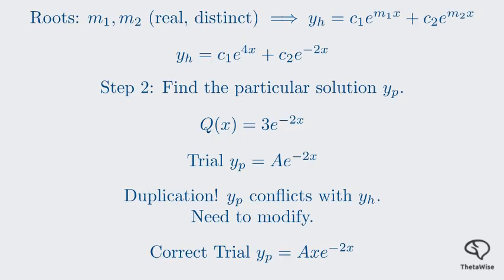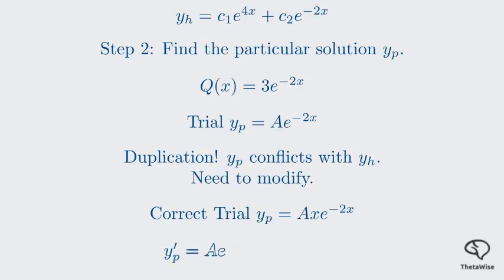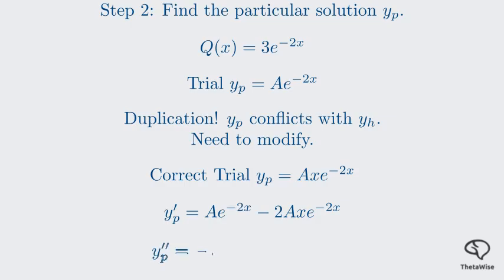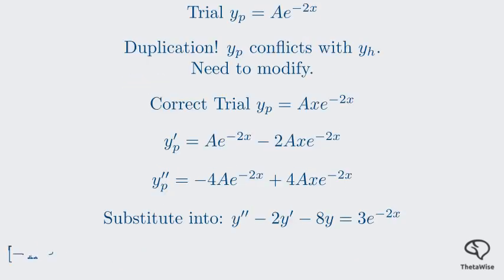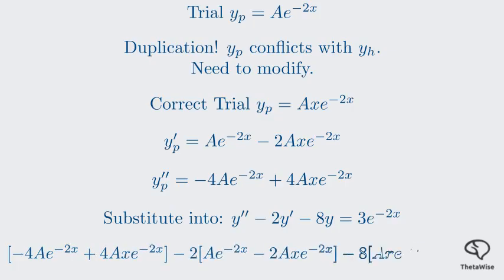Now we differentiate and substitute back into the original equation. Using the product rule, the first derivative is A times e to the negative 2x minus 2Ax e to the negative 2x. The second derivative is negative 4Ae to the negative 2x plus 4Axe to the negative 2x. Substituting these into y double prime minus 2y prime minus 8y equals 3e to the negative 2x, we get a long expression on the left. Let's simplify. A powerful strategy is to group all terms with xe to the negative 2x and all terms with just e to the negative 2x.